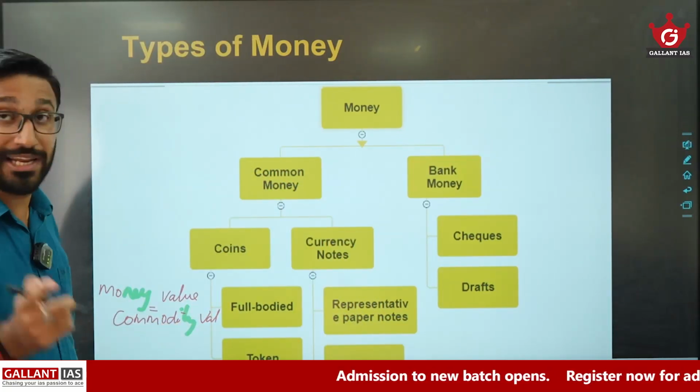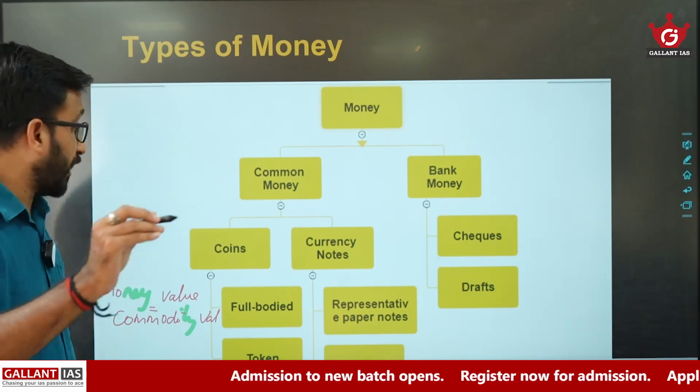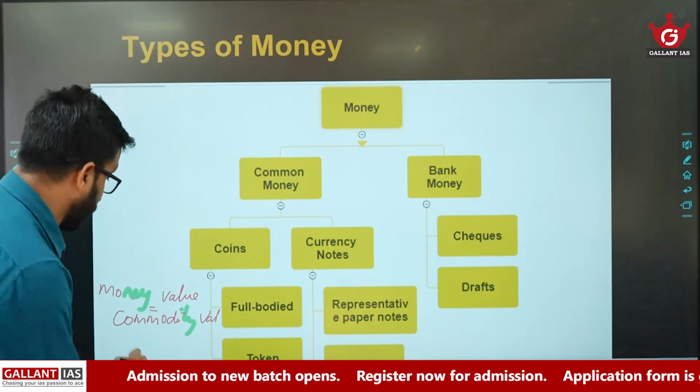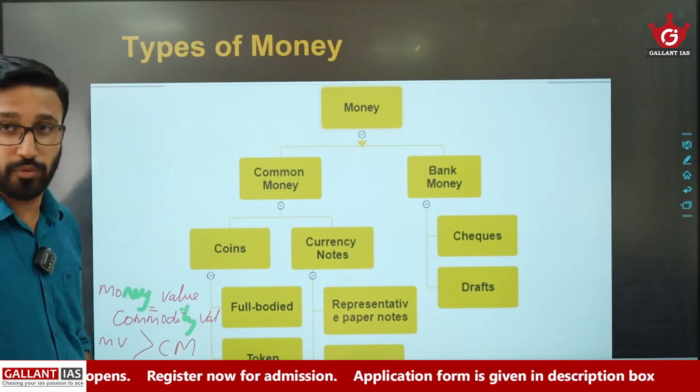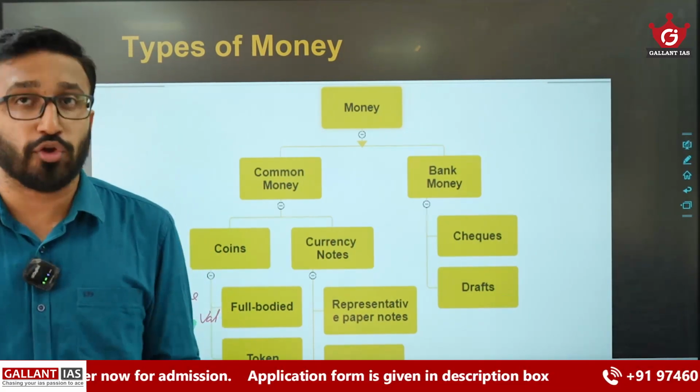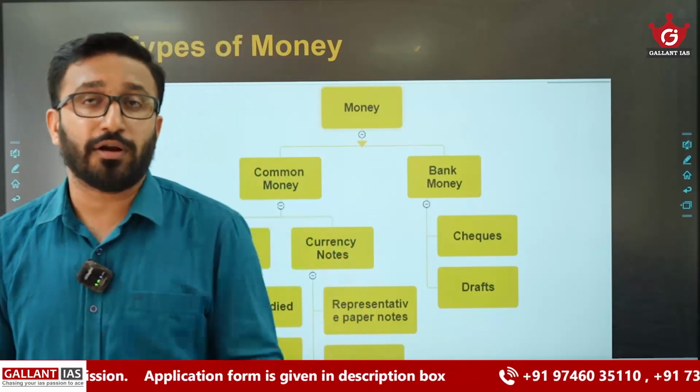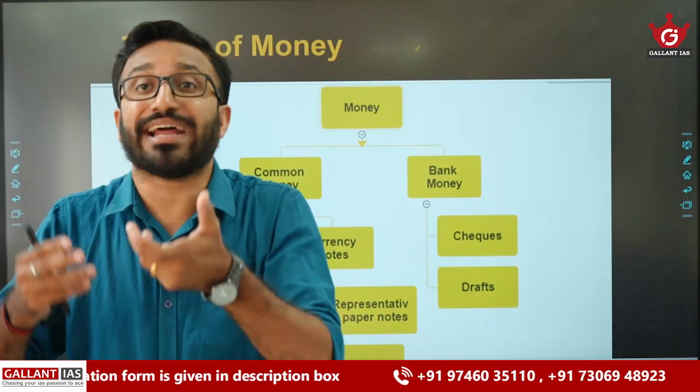In case of token money, it is different. There the money value will be greater than the commodity value. That is what we are using right now. Right now a 10 rupee coin, the money value will be 10 rupee.